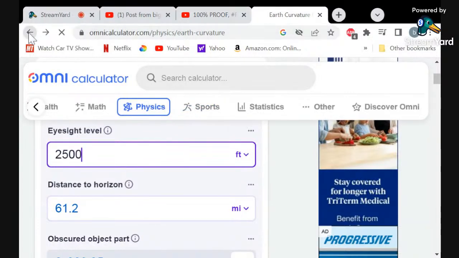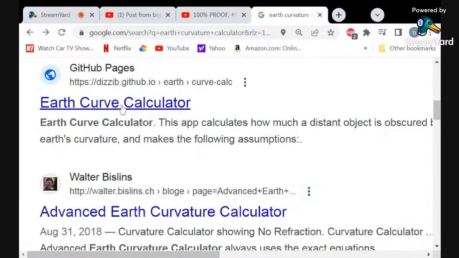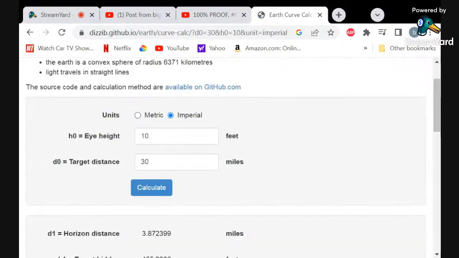Now, this is complicated. Let's go to an easy one. Here we go, this is a good one. This makes it simple. Now, you're deflecting. I'm not deflecting. My eye height is 2,500. All right. Am I going to be allowed to speak, or?